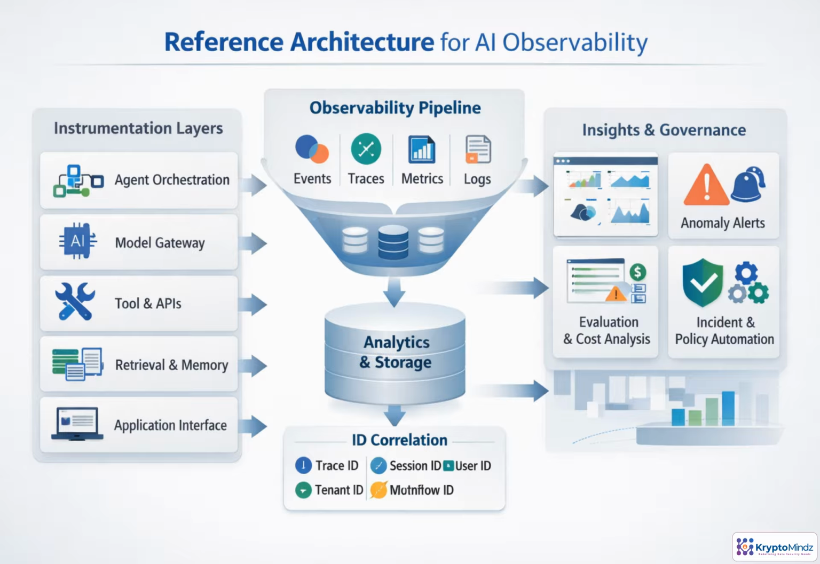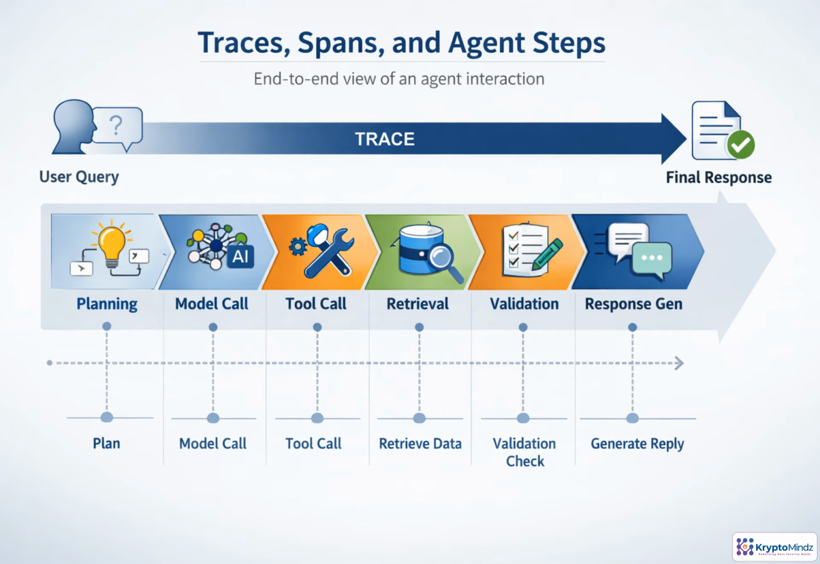Think of a trace as the full story of one user request, from the initial question to the final answer. Within that story are spans, the measurable steps the agent takes. One span might capture planning, another might record a model call, tool execution, retrieval search, validation check, or response generation. For agentic systems, this structure is essential. It shows where time is spent, where tokens and tool costs accumulate, and where failures or quality issues appear. Without spans, you know something went wrong. With spans, you know which step caused it.